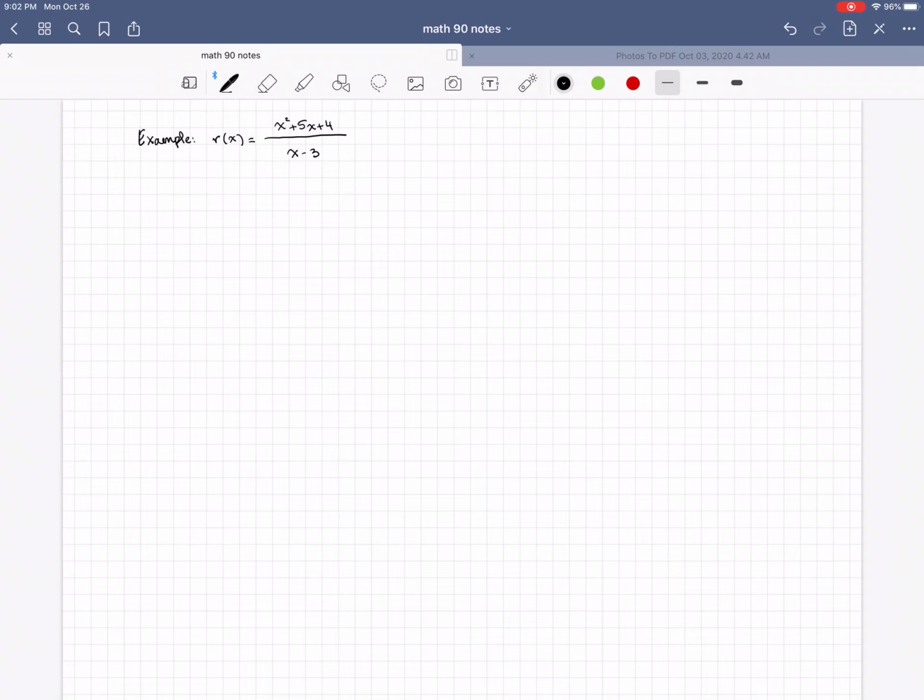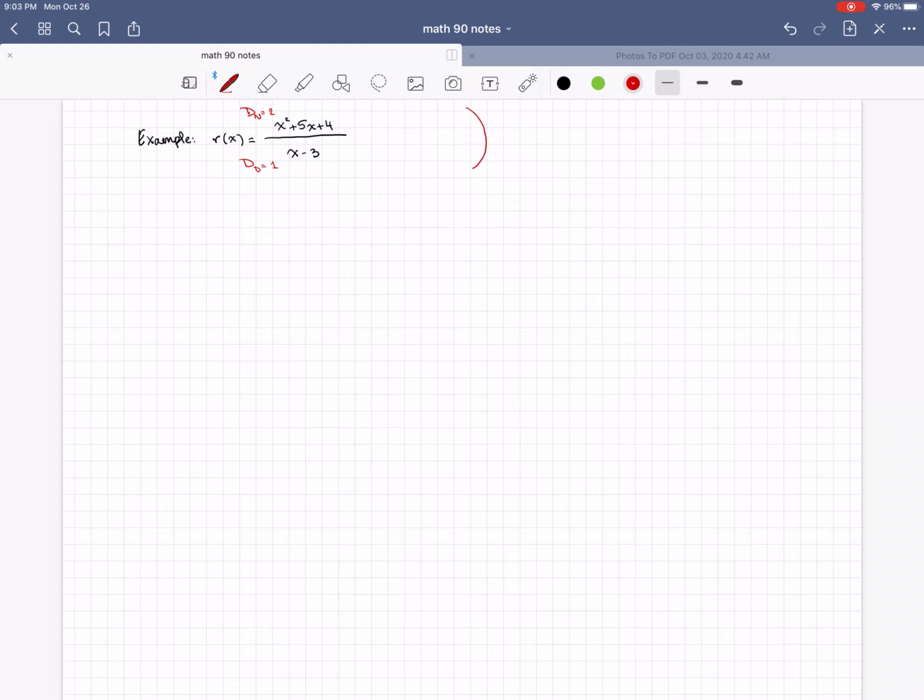This is our last video on rational functions, and in this example we're going to talk through in detail graphing a rational function that has a slant asymptote. So let's go ahead and start there. Notice that this is a rational function, x squared plus 5x plus 4 divided by x minus 3, where the degree of the numerator is 2 and the degree of the denominator is 1.